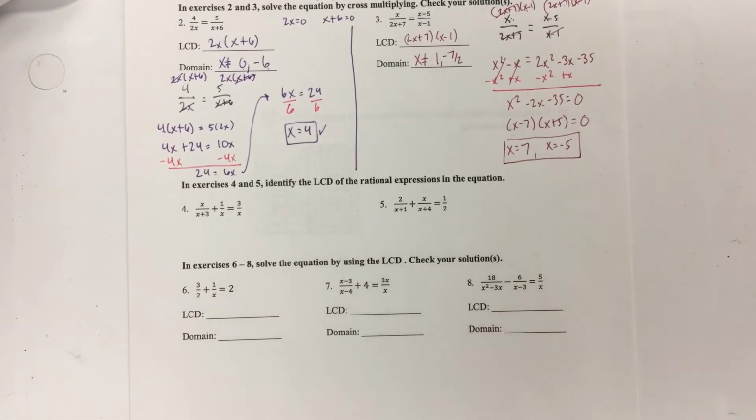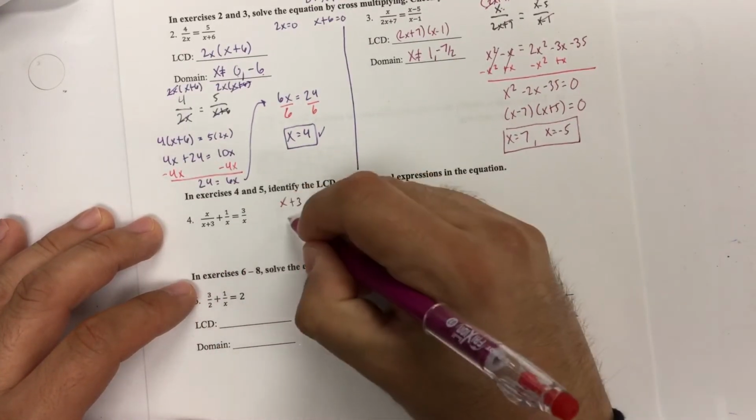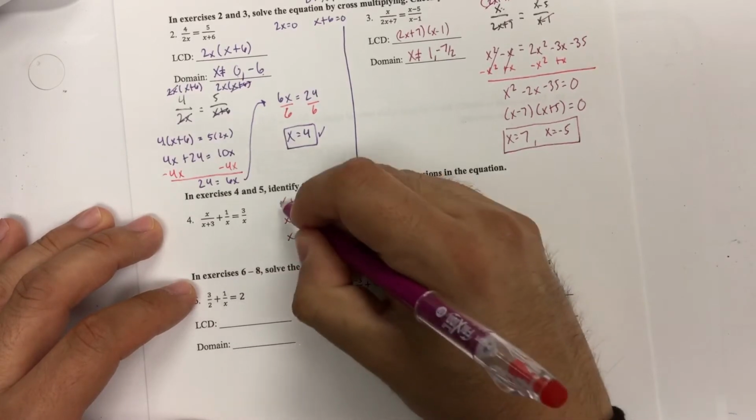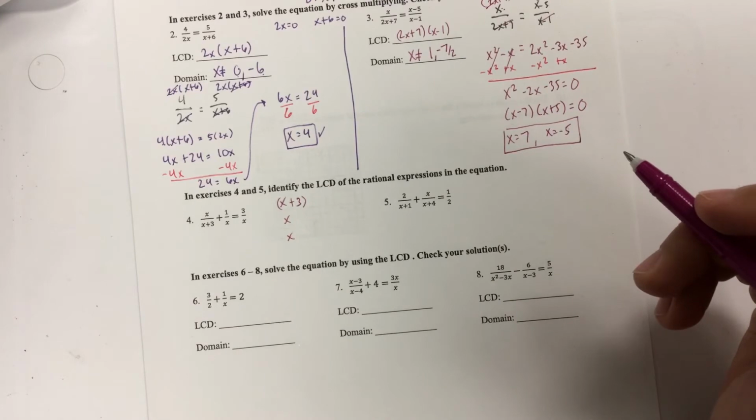All right, for number 4, it says identify the LCD of the rational expressions in the equation. For this, I'm just going to write the denominator for each one. The first one is x plus 3, the second one is x, and the third one is x. Okay, so this is grouped together. Remember, you at least need two fractions to have it in common.